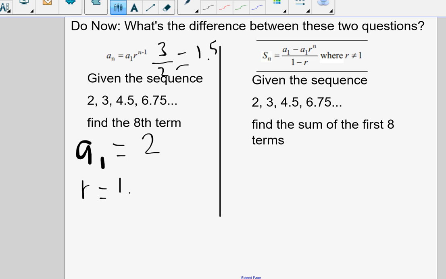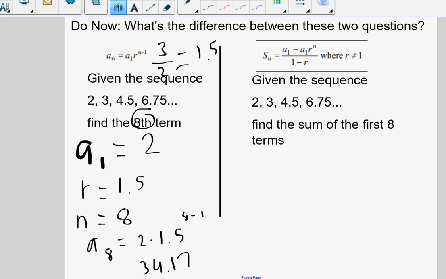So r is 1.5, and then if we're finding the eighth term, the term position is n, so n is going to be 8, and we've got a sub 8 equals 2 times 1.5 to the 8 minus 1. So 2 times 1.5 to the 7th, which is 34.17. They didn't give you any specific rounding instructions, so I'm going to round to the nearest hundredth there.